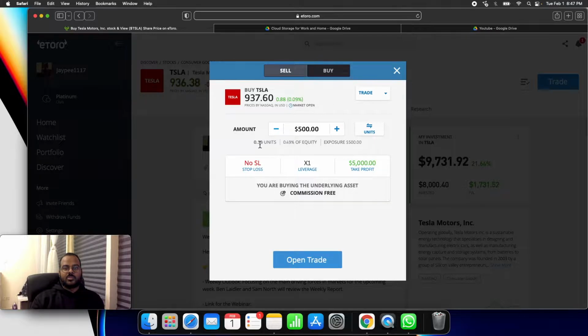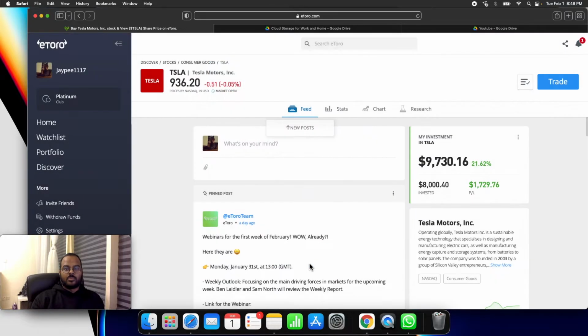This will give me 0.53 units of Tesla, or I can buy units. So eToro lets you buy fractional shares. So let's say if you do not have $500, you can go as low as, I think the minimum amount is $50, but you can buy 0.1 units, which would be $93.79. And then you click on open trade.